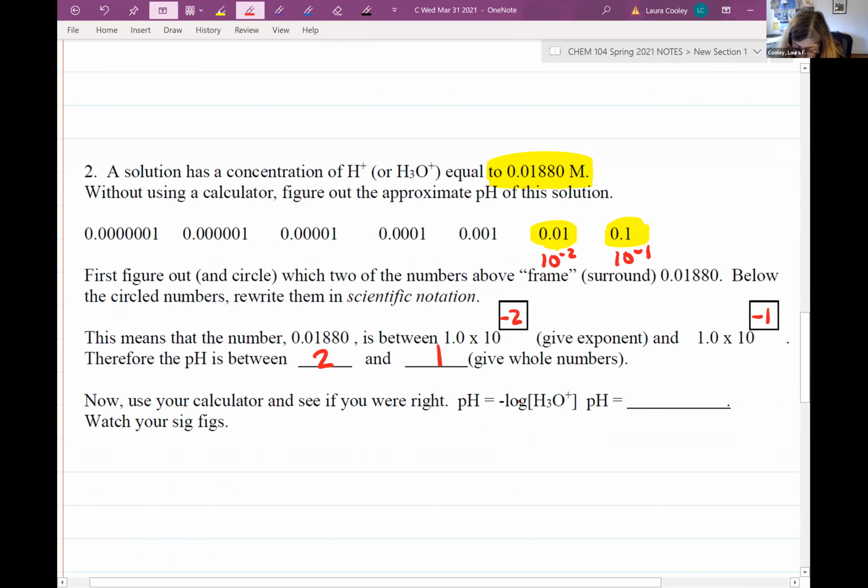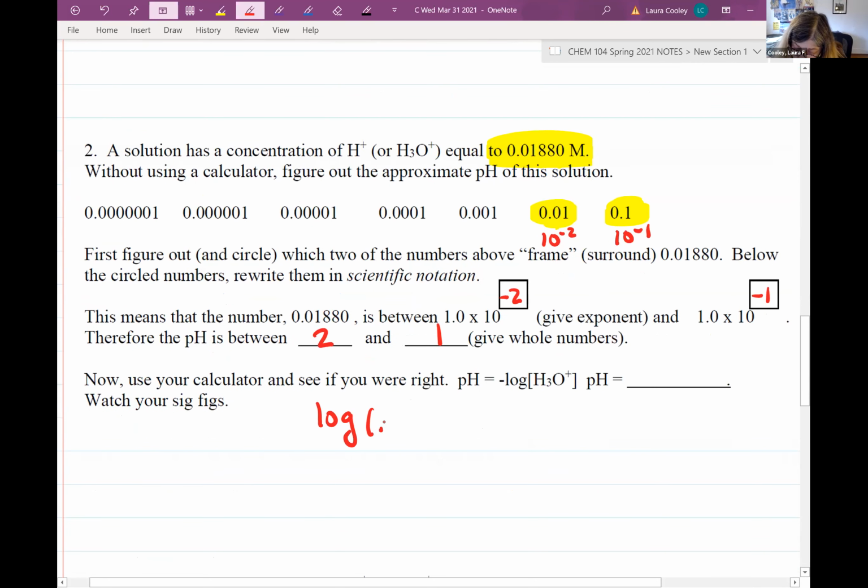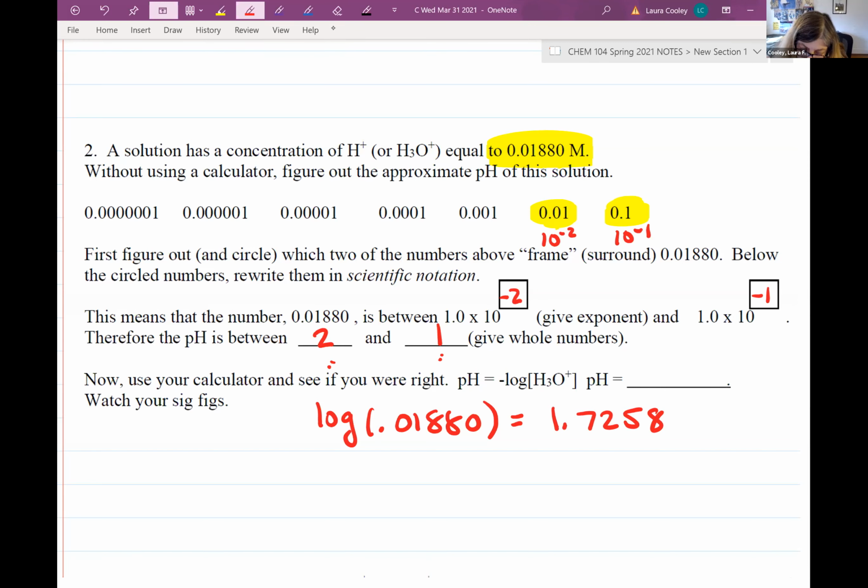And now when you use your calculator to take the log of 0.01880, and you do that, you get 1.7258. You see that it's between 1 and 2. Now, how many sig figs do I keep? Well, in the quantity, I have 4 sig figs. So in the log, I keep 4 after the decimal place. Oops, I just lost one.